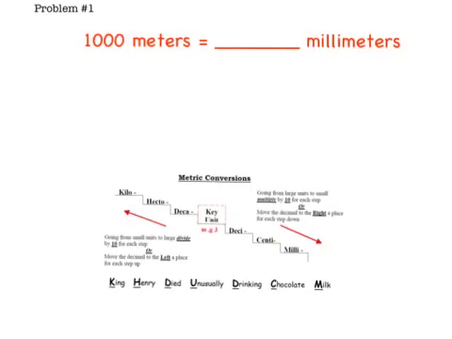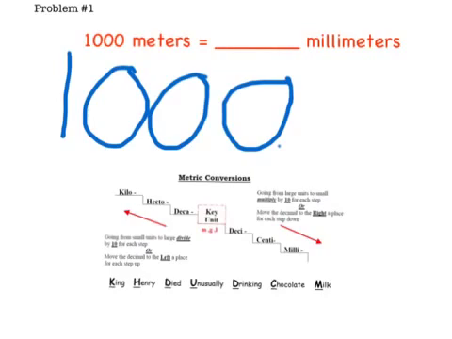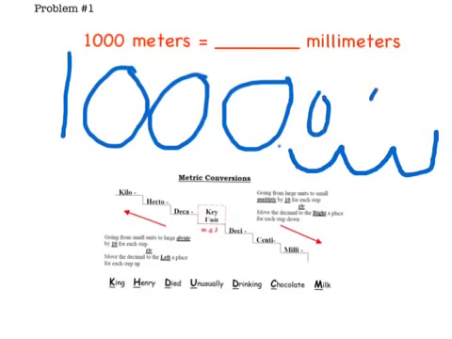Okay, in this problem we see that we need to convert 1,000 meters into some millimeters. We go to the chart and we see that we must move the decimal point 3 to the right to get to millimeters from the key unit, which is meters. So we go back and move the decimal point 3 to the right. 1, 2, 3. We add the zeros. We see that we got 1 million millimeters as our answer.